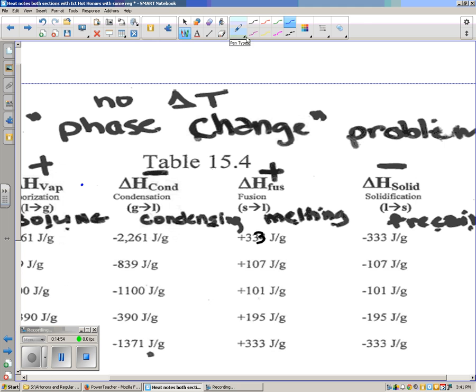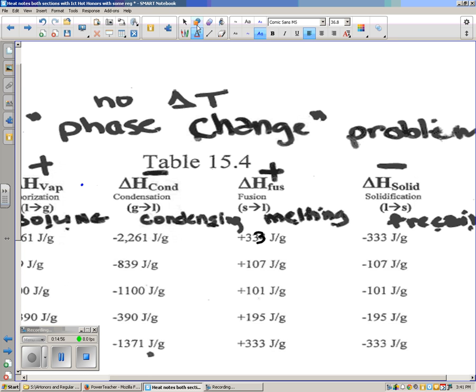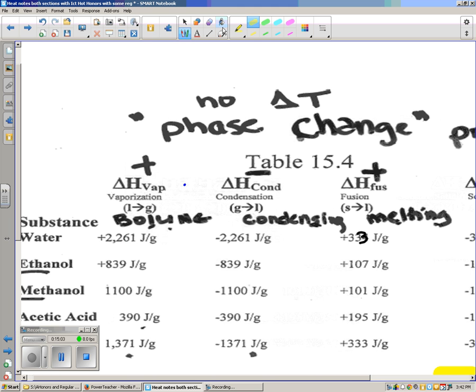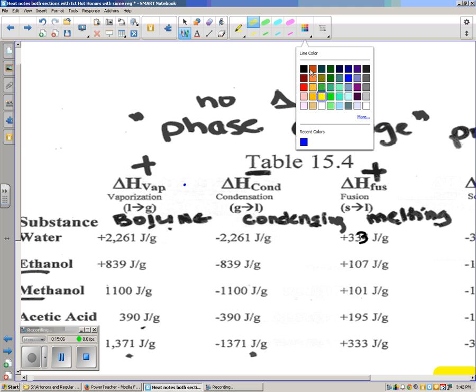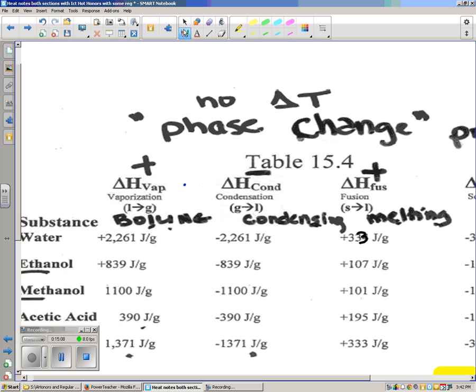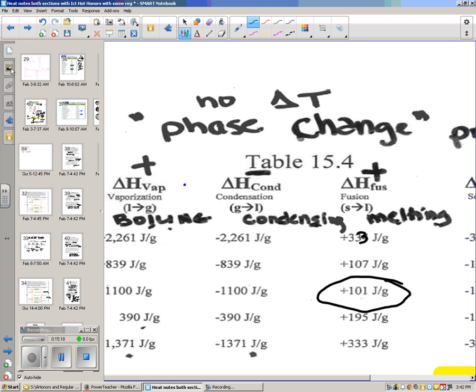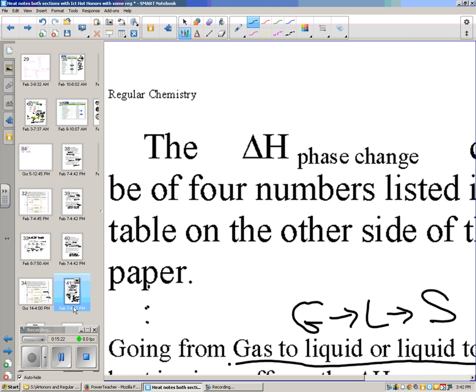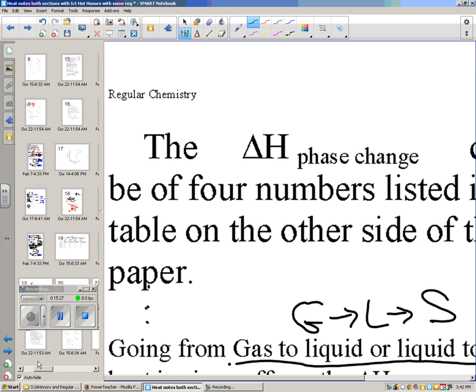Let me use the right thing here. Why is it not working? We're going to use the methanol melting here for the first question. Bear with me here, guys.